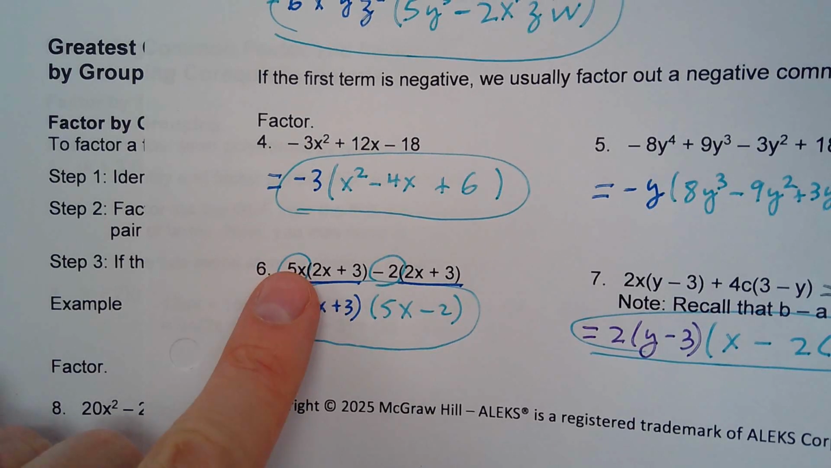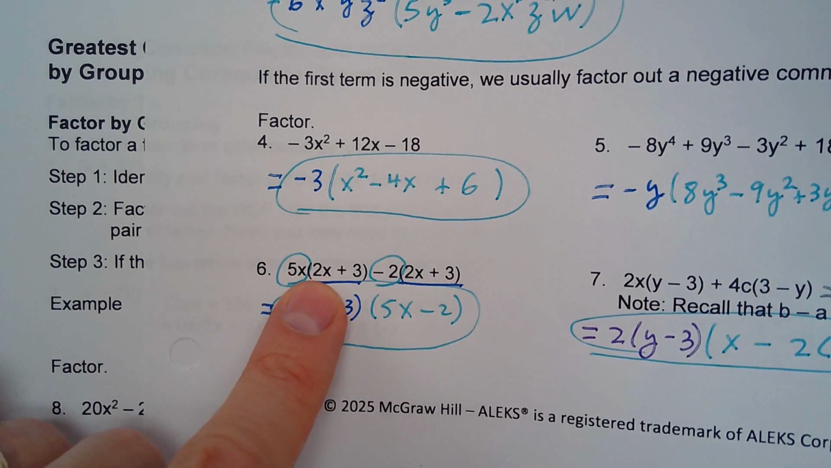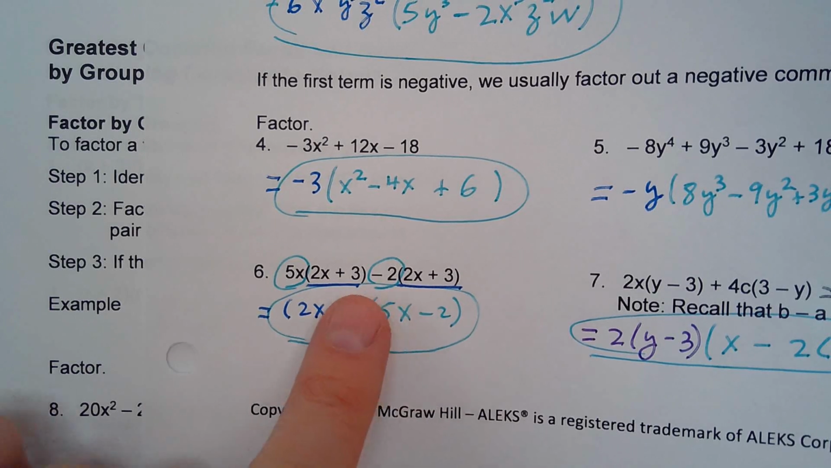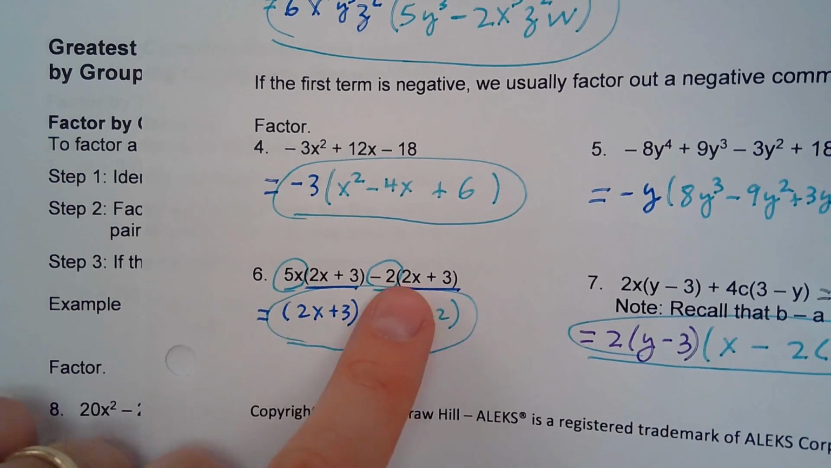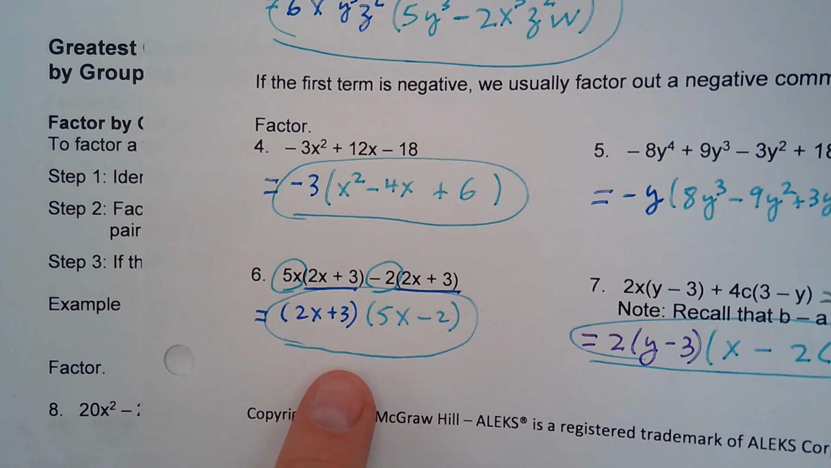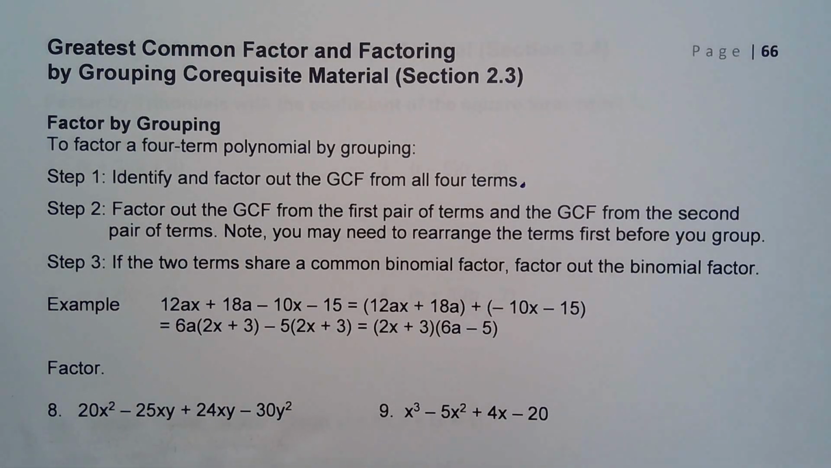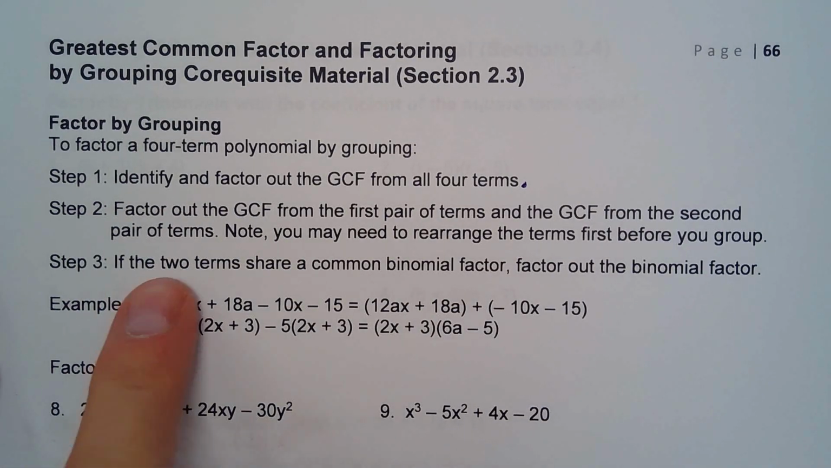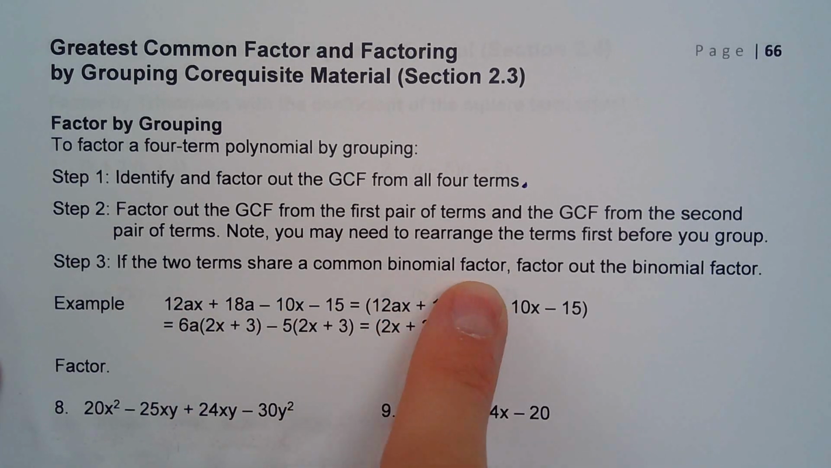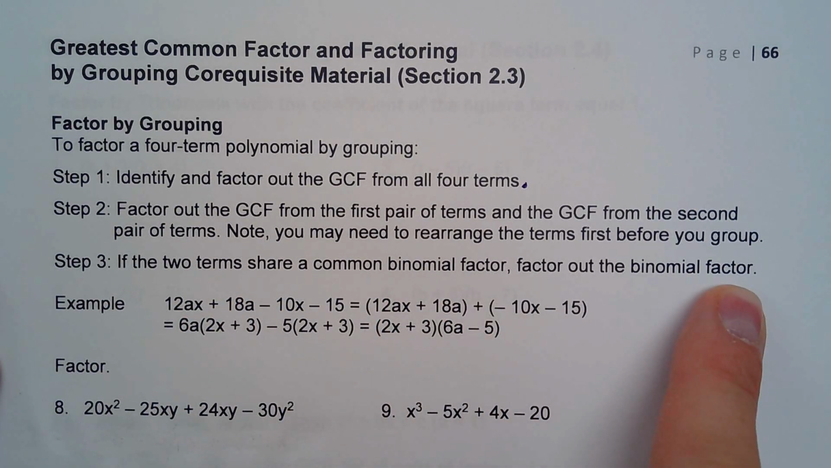By factoring out the greatest common factor for the first 2 terms and the greatest common factor for the last 2 terms, hopefully then you'll have a binomial in common. You can factor out to finish the process. So if the 2 terms share a common binomial factor, factor out the binomial factor.